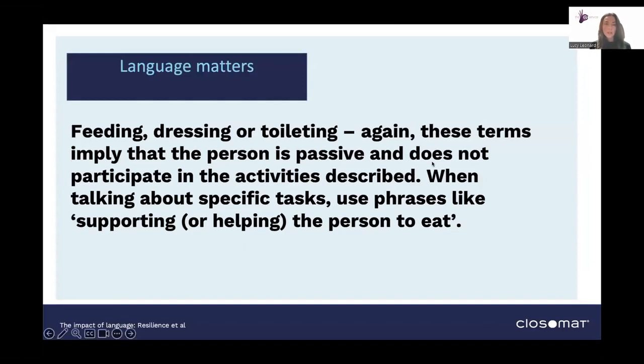So just quickly touching on a few other bits of language that we might use in our notes, because obviously this is very time limited, but just to get you to reflect. When we talk about feeding or dressing or toileting, they're quite passive terms, and it doesn't make it sound like the person is an active participant in that activity or that occupation. So instead of using feeding, it might be better to use phrases like supporting or helping a person to eat, because feeding is quite passive and doesn't put the person at the heart of that language use.